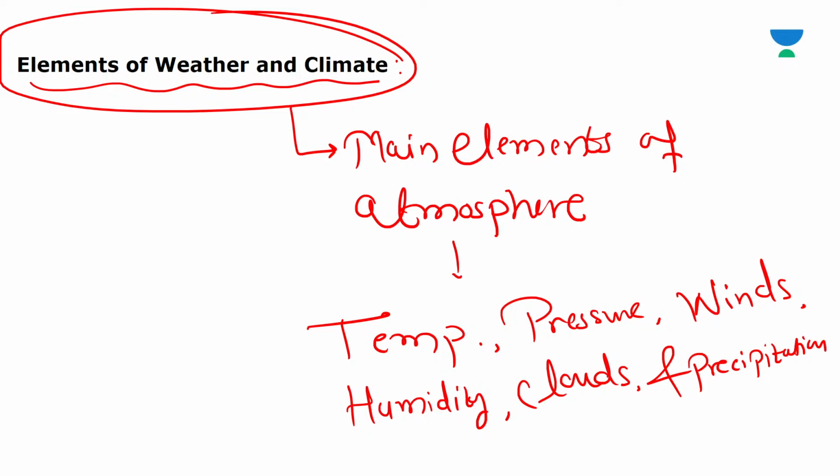Now, after the composition and structure of the atmosphere, let's discuss solar radiation, heat balance, and temperature.